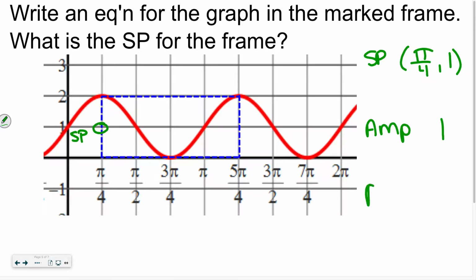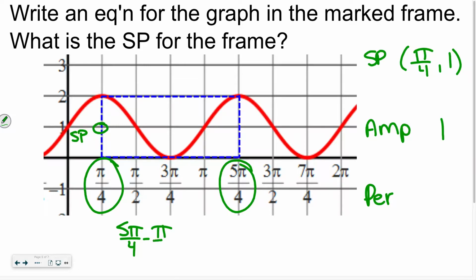And what's the period? Is it pi? Yes. What's one way you could calculate period if you're unsure? Yep. Just that difference between the start and the stop of the frame. So if it's all the way out at 5 pi over 4 and it started at pi over 4, what's the difference between those two values? Because that's just horizontal distance. And that's 4 pi over 4, which is pi. So if you're ever unsure, just do a calculation.